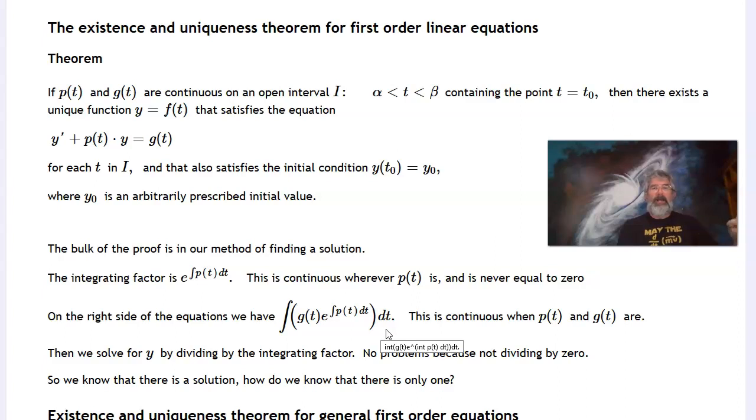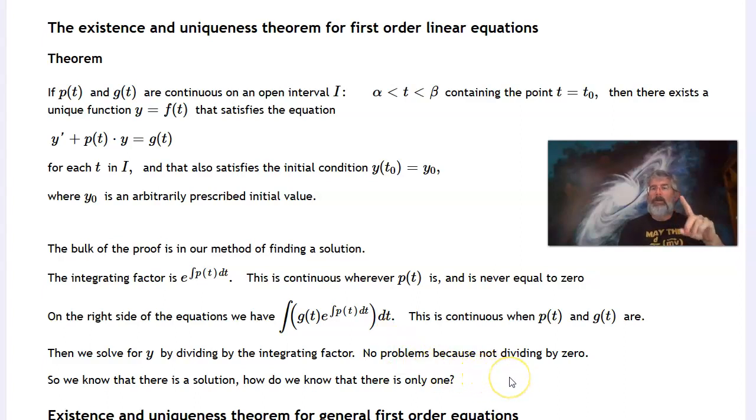Then the last step of solving for y is you have to divide both sides by the integrating factor. Well, we've already noticed that that integrating factor is never equal to 0. So when you divide by it, you don't introduce any new discontinuities, right? Because the quotient of two continuous functions is still continuous, provided that you're not dividing by 0. And we're not dividing by 0. So the solution that we have of y equals 1 over the integrating factor times this integral is continuous whenever p and g are.